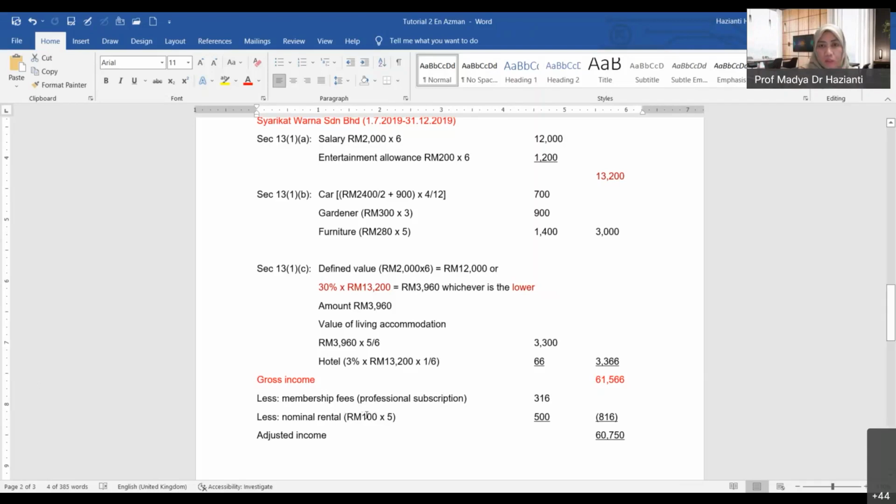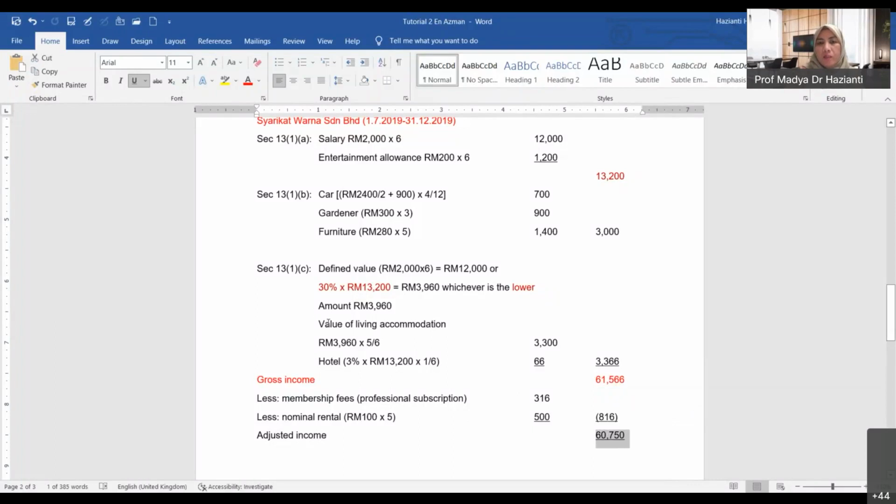So now he stays in the house for 5 months. Nominal rent 100 a month to the employer. Nominal rent 500. So this is the exemption he gets. So instead of paying tax on this income, he gets exemption 816. Membership and rental make it 60750.